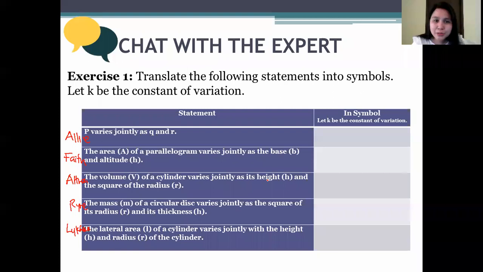Ali, how will you translate P varies jointly as Q and R? Is it P is equal to kQR? Very good. Next, Faith, the second one. The area of a parallelogram varies jointly as the base and altitude. Faith Ramos, yes. A equals kBH. Very good, kBH. Very good, Faith.